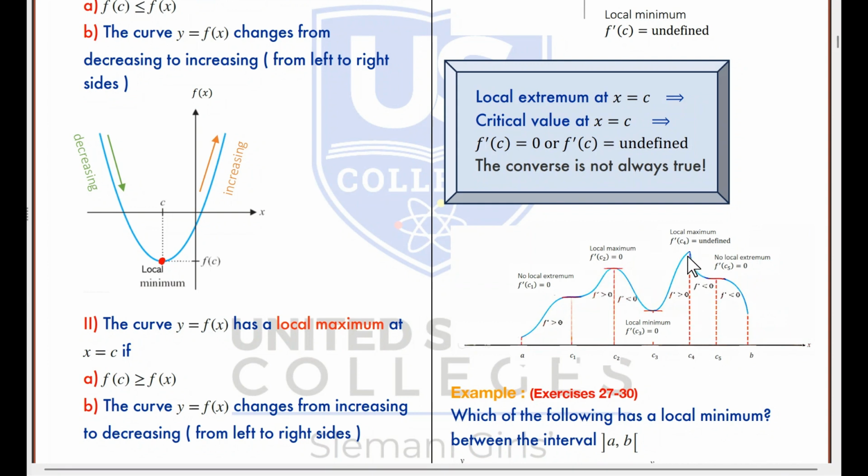At c4 the derivative is undefined, so it is a critical value. It yields a local maximum. At c5 it doesn't yield a local maximum or minimum, even though the derivative at this point is 0 because there is a horizontal tangent line. It doesn't give us a local extremum, so no local extremum. So this note is important. Whenever there is a local extremum, there has to be a critical value, but if there is a critical value, it doesn't necessarily mean that we have a local extremum.